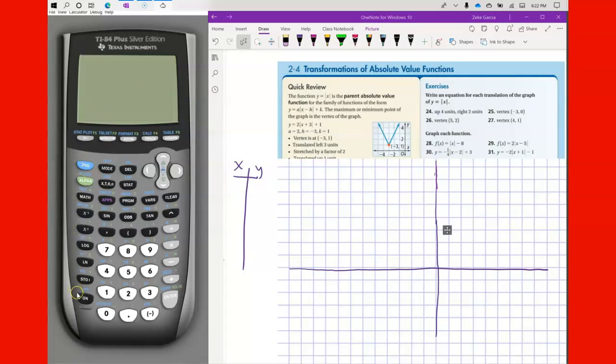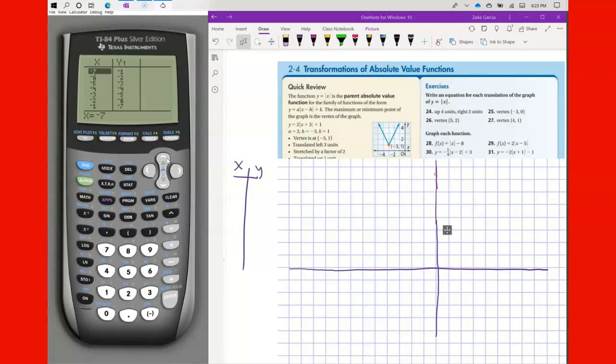I'm going to go ahead and show you what I expect you to do. So I'm going to look at the equation here, and I'm going to type in the absolute value of x minus 8. Go to your table. And what I would do is draw enough points so you're able to graph your equation.